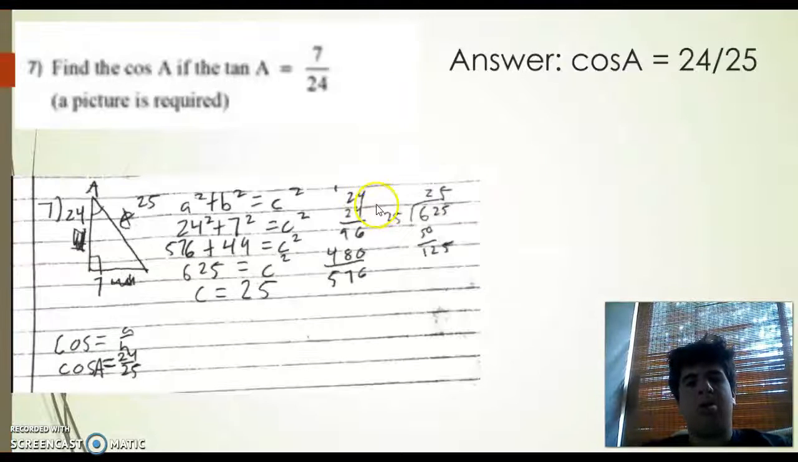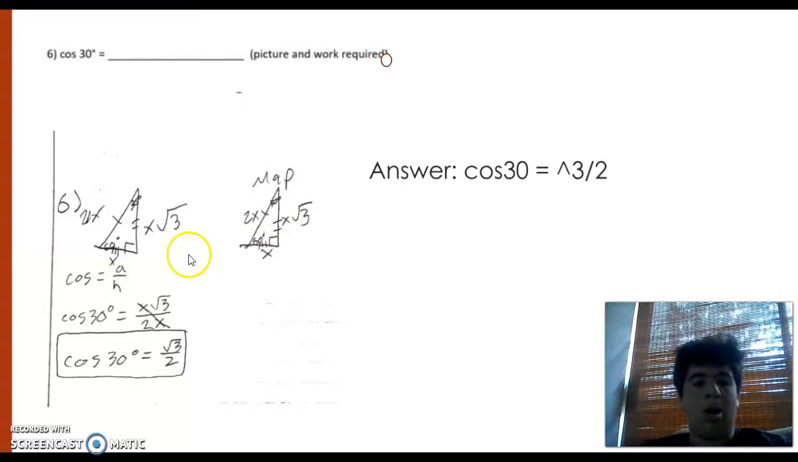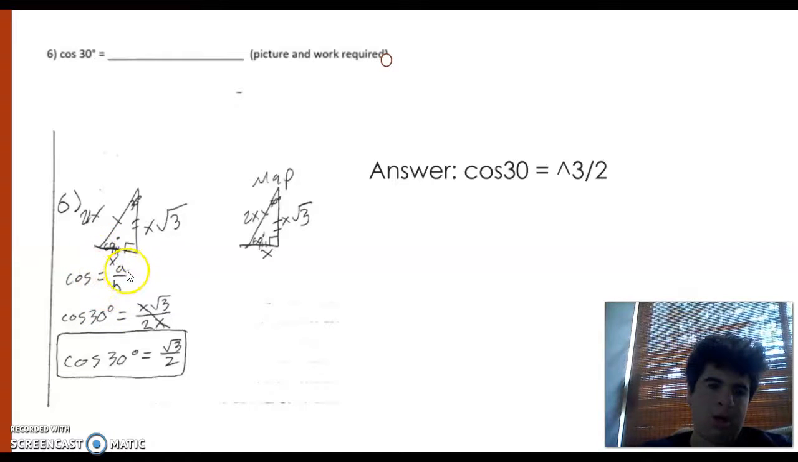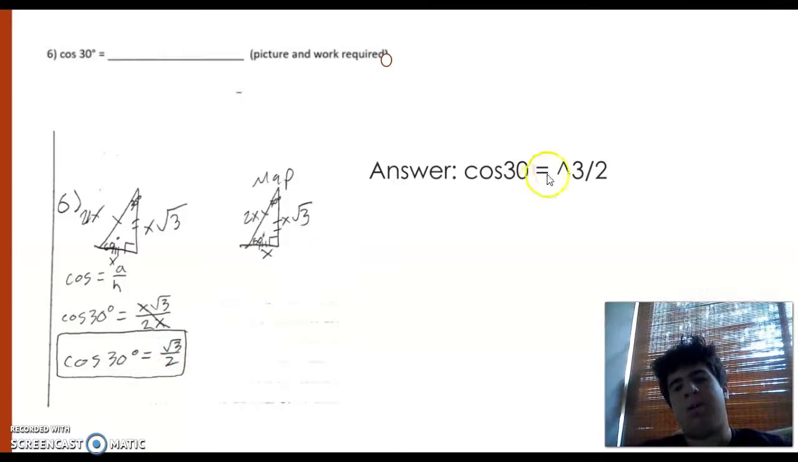Number 6, cosine of 30 degrees. I drew a 30, 60, 90 triangle. And then I took the cosine of 30 degrees because that's what it asked. So then it would be adjacent over hypotenuse. Then it would be x root 3 over 2x. The x is crossed out, and then the answer is cosine of 30 degrees is root 3 over 2.